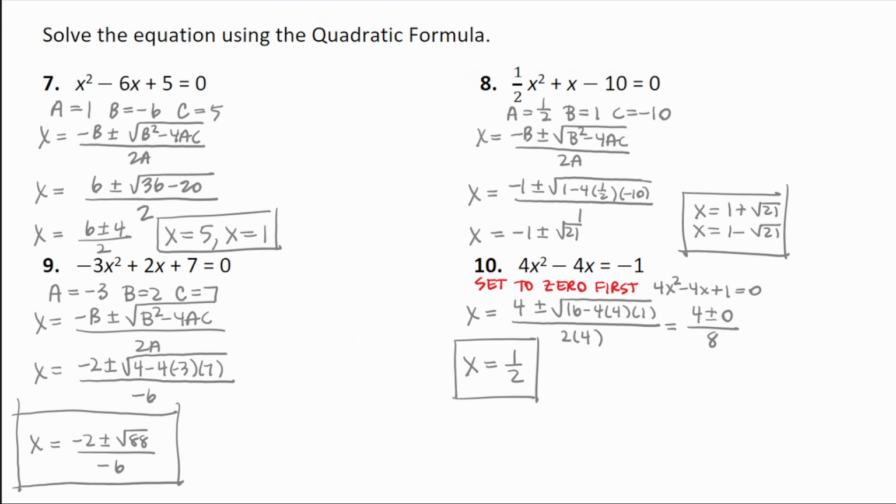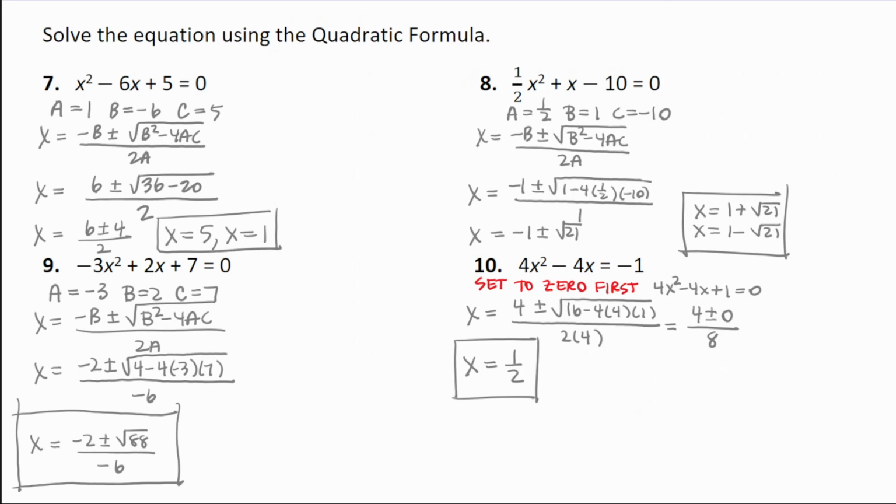One thing I was going to point out is that we haven't really studied radicals in this class, so you won't be expected to simplify things like the square root of 88 yet. I mean, later on in the course, absolutely. That's a very Algebra 2 thing to do. But for now, we'd be good to just stop at negative 2 plus the square root of 88 divided by negative 6, or negative 2 minus the square root of 88 divided by negative 6.